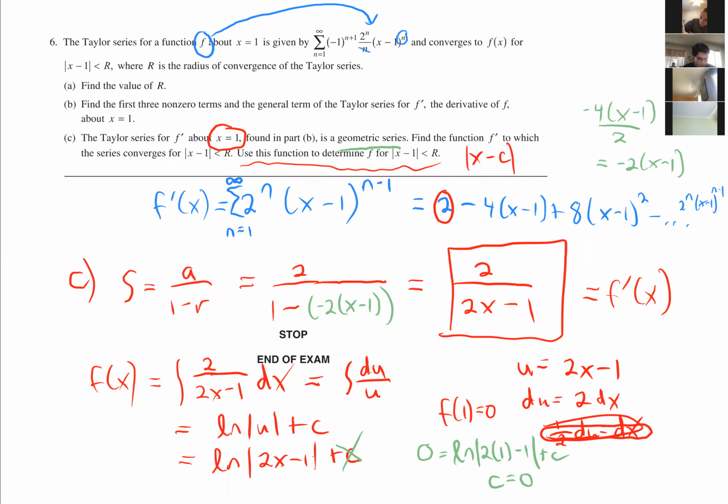So that tells me that f of x equals ln of the absolute value of 2x minus 1. You don't need the plus c anymore. So that one messed with me a bit. So that's how we determined f, is what it's asking for here.